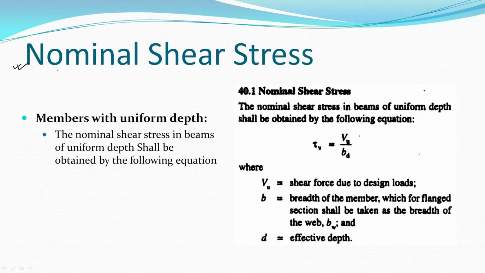So the nominal shear stress. Now there are two cases. First one is members with uniform depth. So suppose we have a beam like this, and if the depth is constant, that means the depth over here and the depth at each portion is the same, then we will consider this particular formula, that is tau v equals Vu by bd.